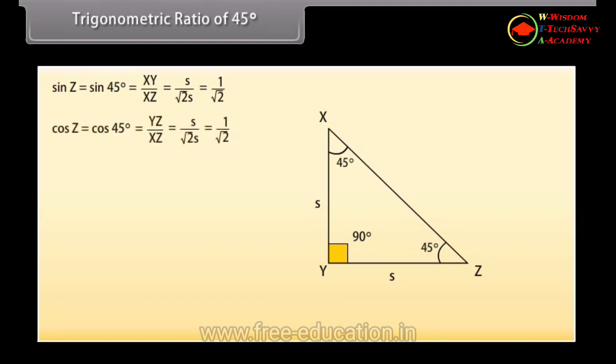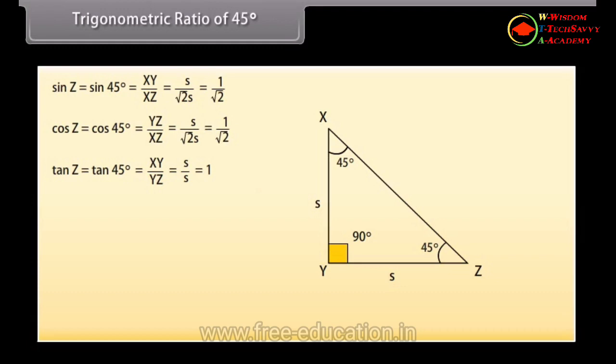Cos Z is equal to cos 45 degree, which equals YZ upon XZ is equal to s upon square root 2s is equal to 1 upon square root 2. Tan Z is equal to tan 45 degree, which equals XY upon YZ, which equals s upon s, which is equal to 1.